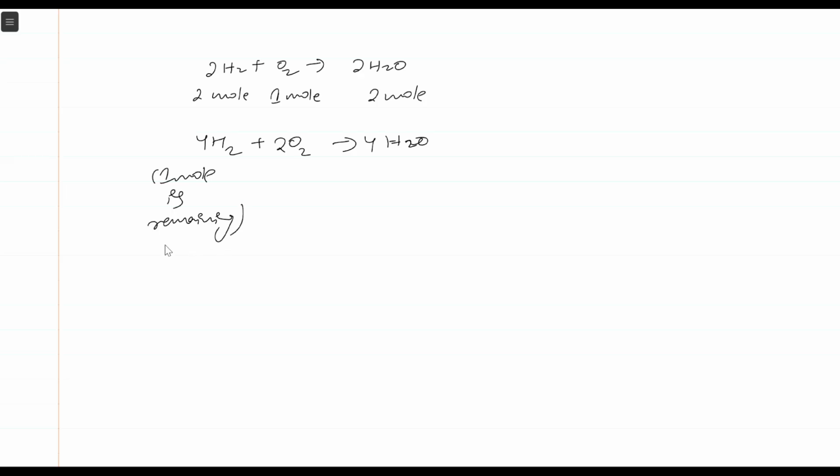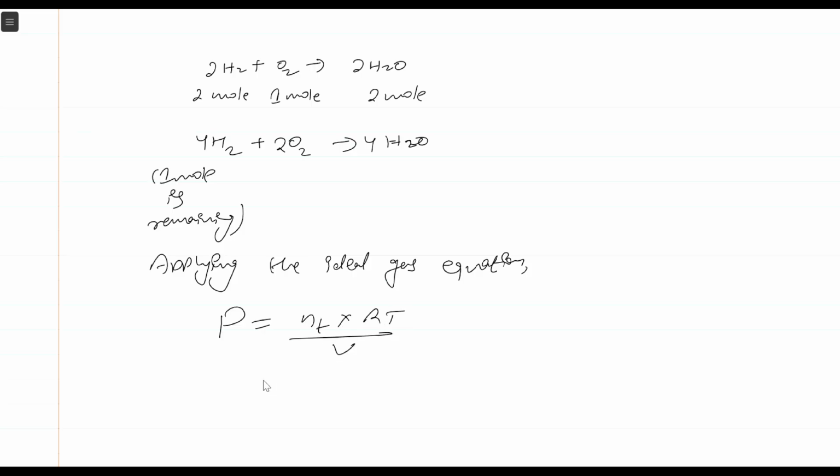Right? Now in this case, if we apply the ideal gas equation, what do we get? Total pressure is equal to NT into RT by V. Now, what is the value of NT, total number of moles?